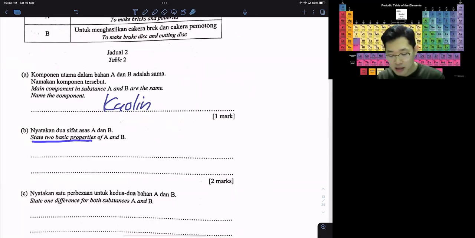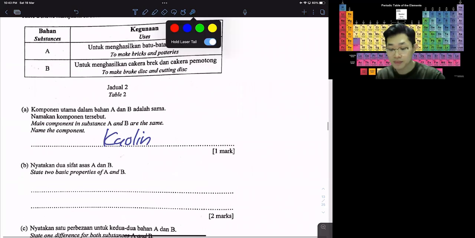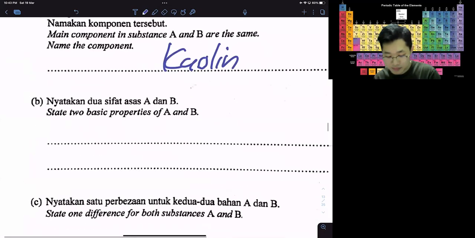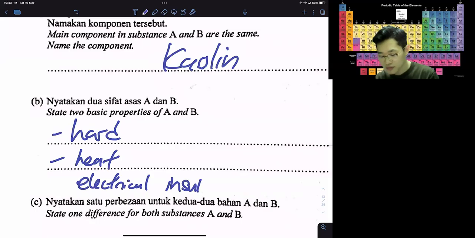State two basic properties of A and B. That means the general properties of ceramic. They are both ceramic, and kaolin is ceramic. Yes, ceramic is hard. Yes, heat insulated, electrical insulated.